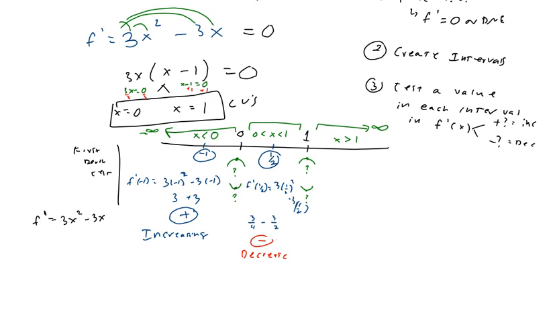All right, last one. Something bigger than 1. I got to pick a number greater than 1. How about 10? Can I pick 10? Sure, why not? Doesn't matter. I could pick 1, I could pick 2, I could pick 10, I could pick 1,000. F prime of 10. 3 times 10 squared minus 3 times 10. That's going to be 10 squared is 100, 300 minus 30. That's going to be a positive number. So that's going to be another increase.